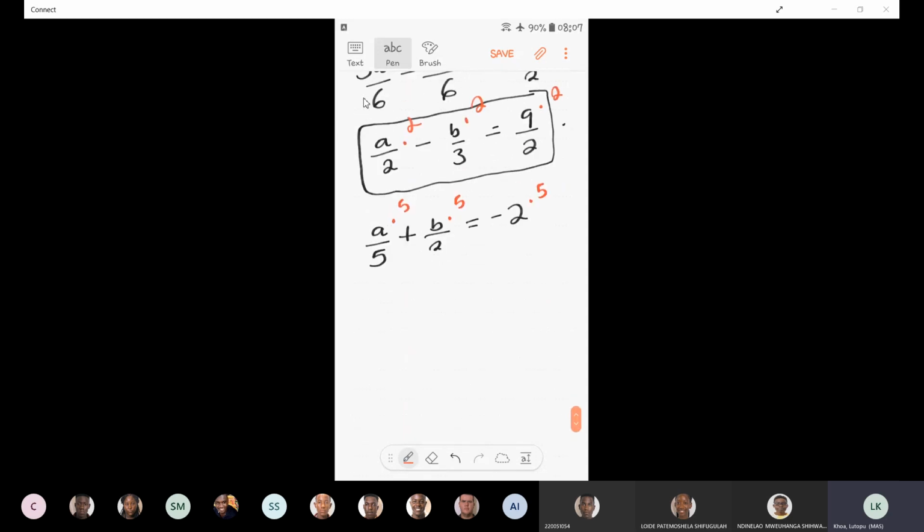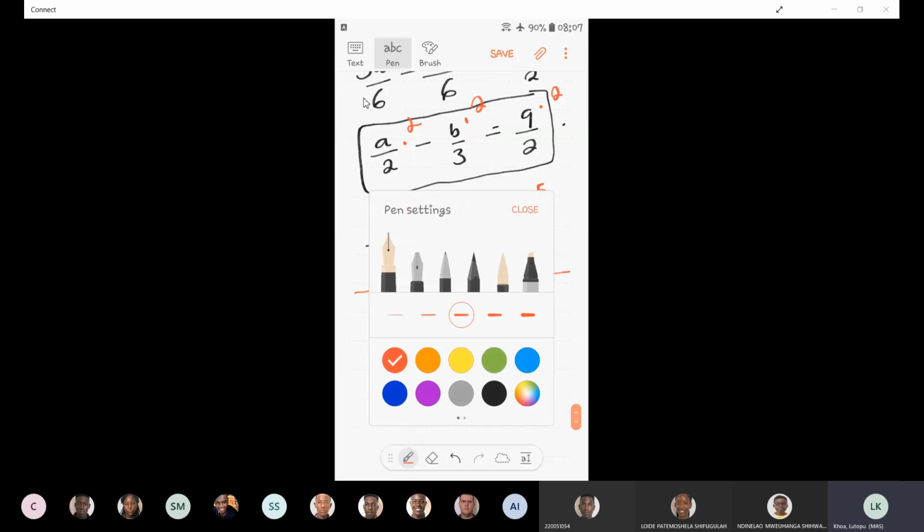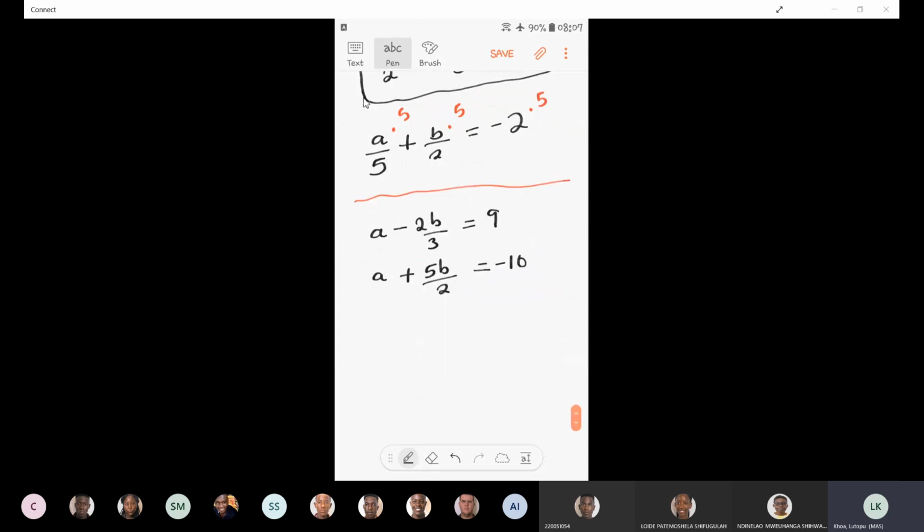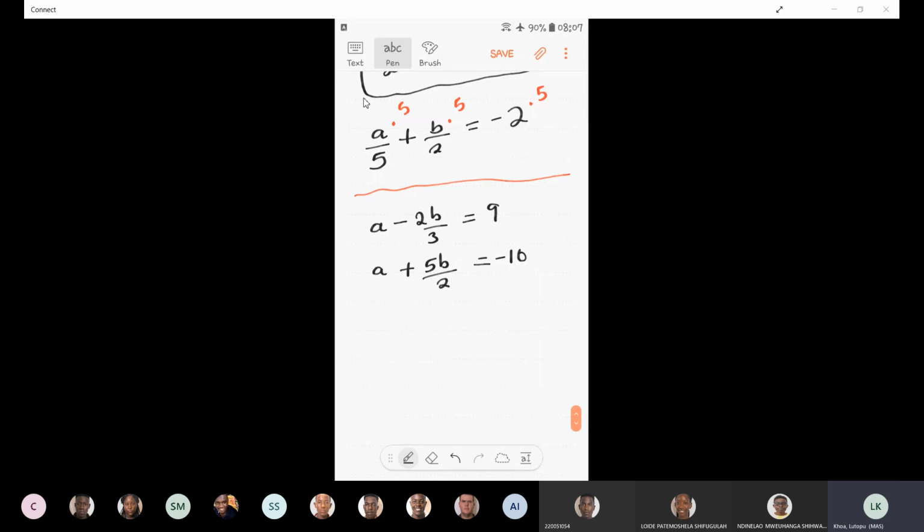So when I do that, what I have is this. I will have a minus 2b over 3, and this is equal to 9. And for the second equation, I will have a plus 5b over 2, and this is equal to minus 10. Okay, now that the coefficients of a are the same, I need to ask, are the signs the same or are they different? In the first one here, this is positive. In the second one, it is also positive. So when the signs are the same, you need to subtract. So here, you must subtract what is at the bottom from what you have on top.